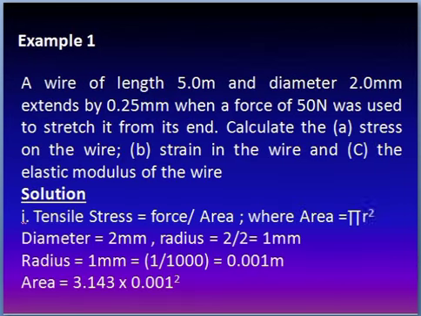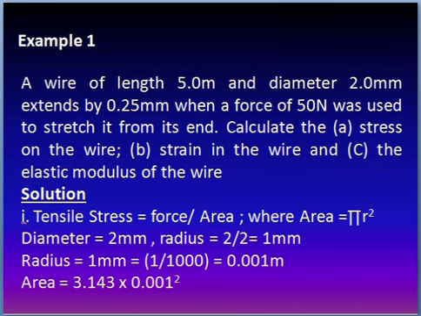Now let's take a look at an example in order to buttress our explanation. A wire of length 5.0 meter and diameter 2.0 millimeter extends by 0.25 millimeter when a force of 50 Newton was used to stretch it from its end. Calculate A. the stress on the wire, B. the strain on the wire, and C. the elastic modulus of the wire.